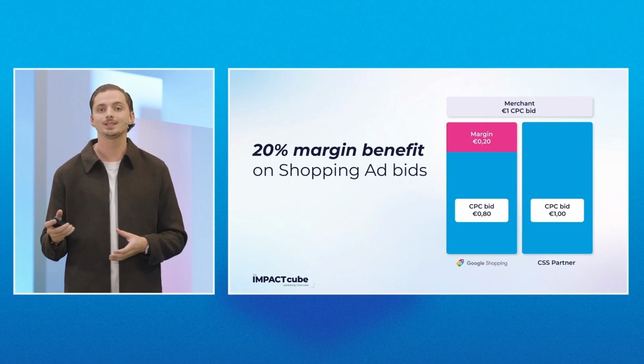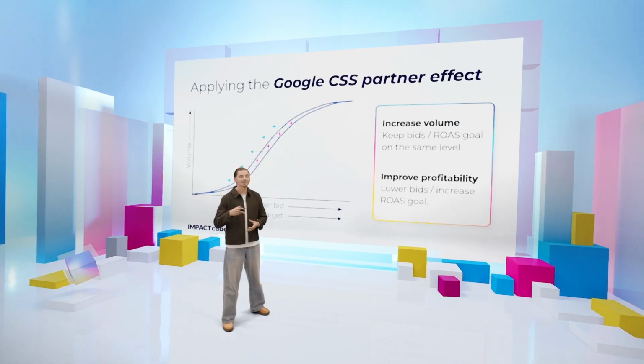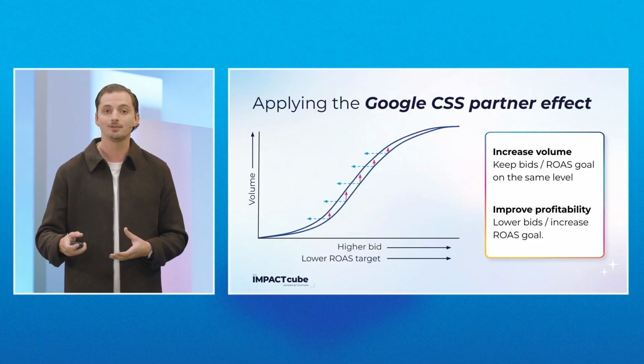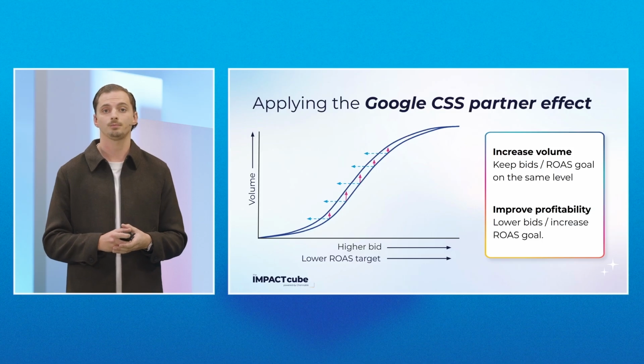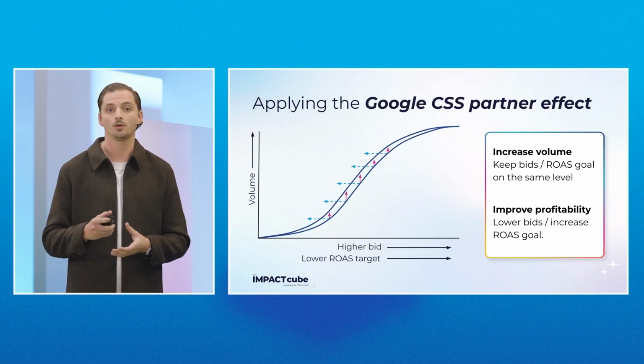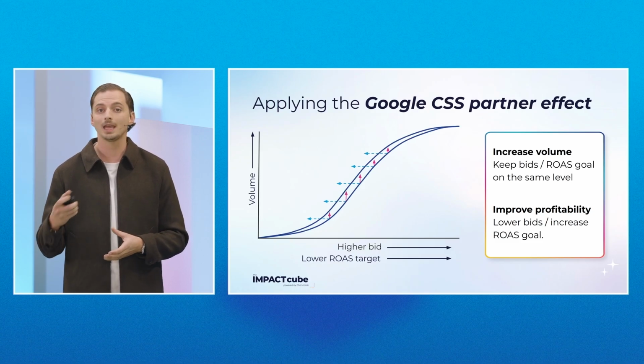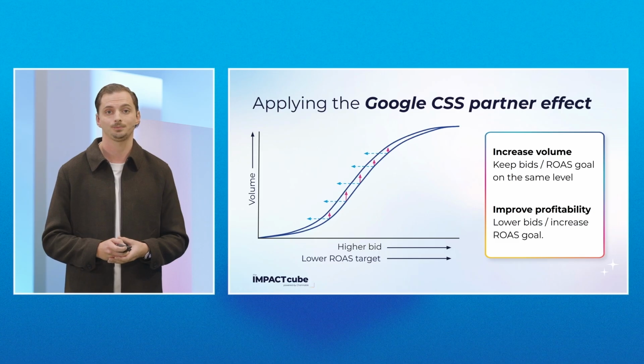There are two ways in which you can see and use the Google CSS margin advantage in your campaigns, depending on your campaign type and goals. You will see an increase in volume of impressions and clicks if you keep your ROAS goal and bids at the same level right after the switch. However, you can also improve the profitability of your shopping ads by lowering your bids, as you will have the same volume with lower costs.